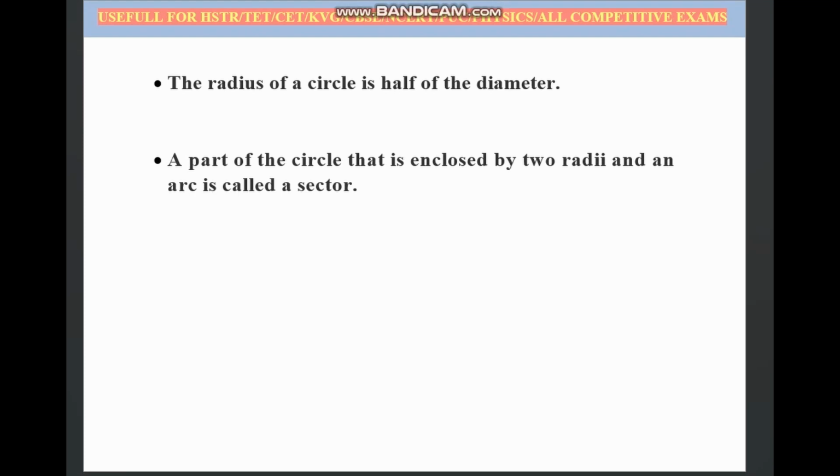Then the radius of a circle is half of the diameter. See here, this is very important. The radius of a circle is half of the diameter, or the diameter is double the radius of the circle.